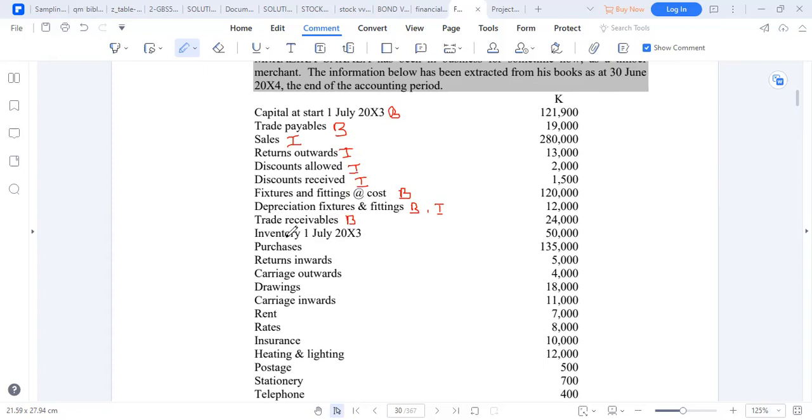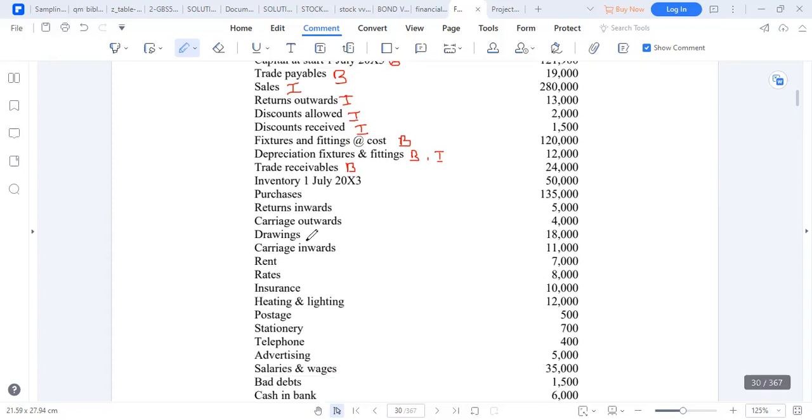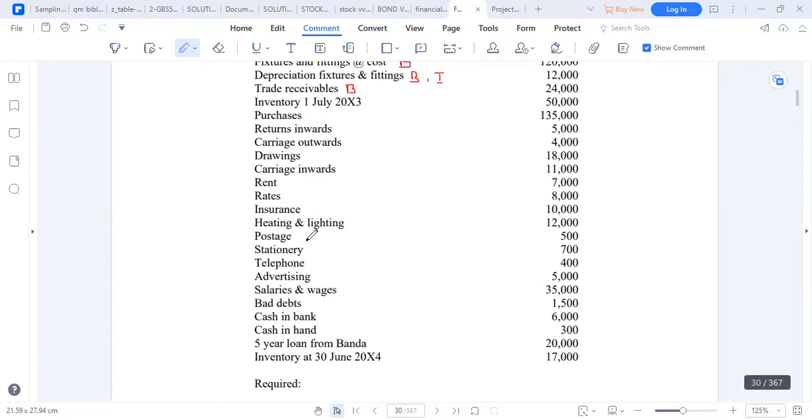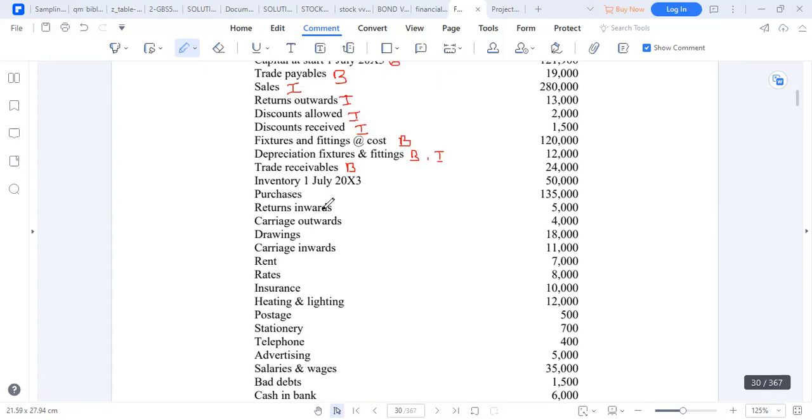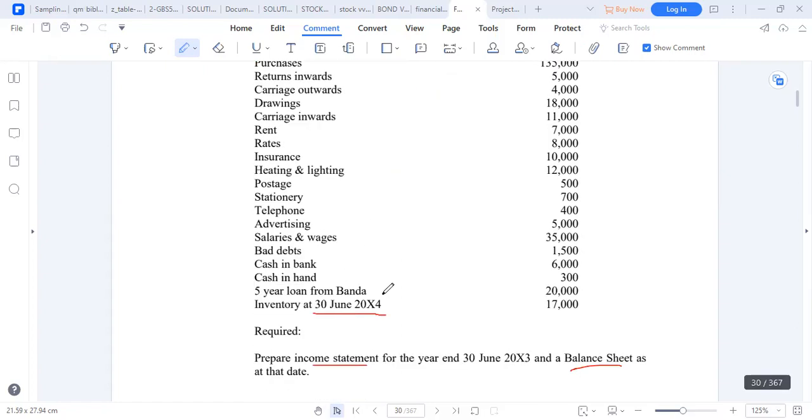Inventory. So you need to know whether this is closing inventory or opening inventory. So there are two inventories there. This is June 30th, 2024. This is July 2023. So this is the opening inventory. So this one just goes in the income statement. It doesn't go to the balance sheet. This one goes to both the income statement and the balance sheet.